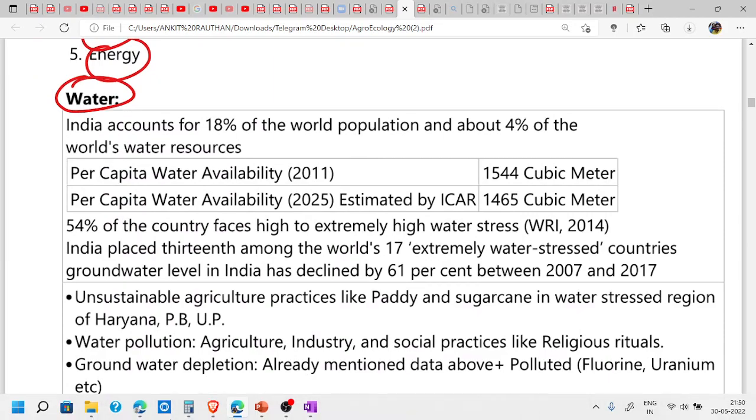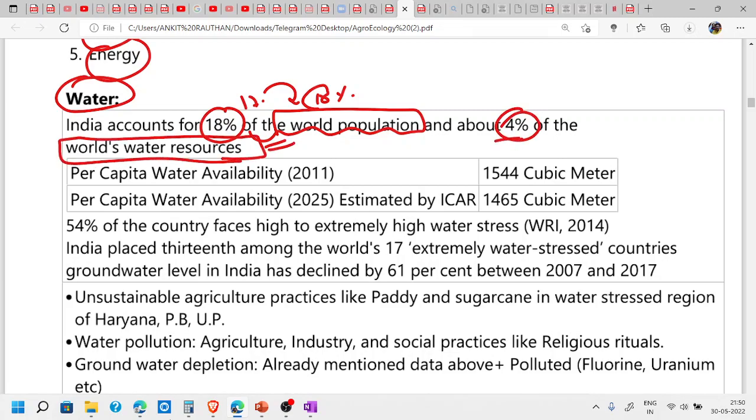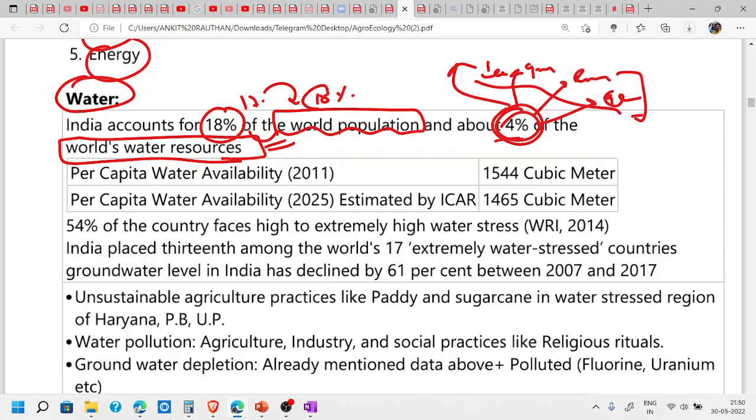Now you know that we account for 18% of world population, 17 point something, but it has now become 18%, and about 4% of world water resources, only 4%. Out of that, some is fixed in ice caps and glaciers, some is in groundwater, then some is in rivers and lakes, some in other forms, oceans.